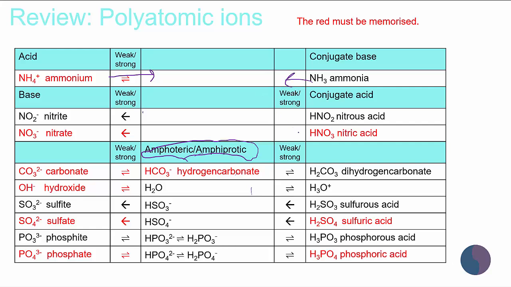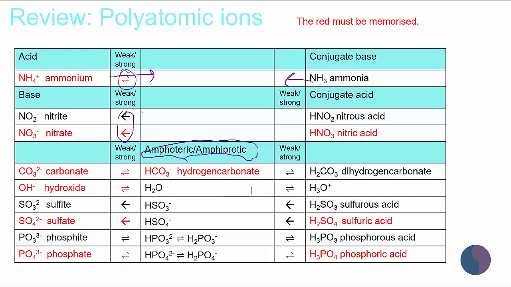And the nitrate ion can accept hydrogen ions to become an acid. So that's acting as a base. And if I've got a proper arrow there, it's strong. And if I've got an equilibrium arrow, they're weak acids and bases.